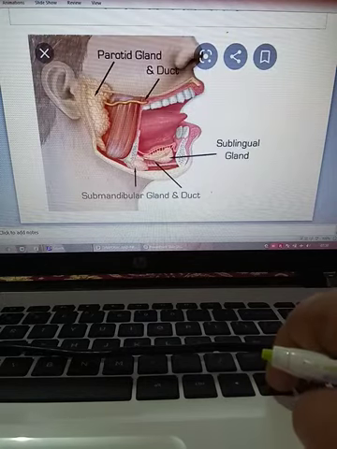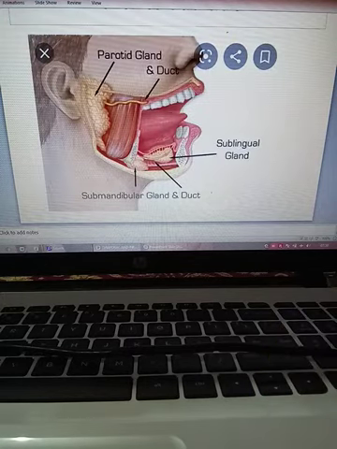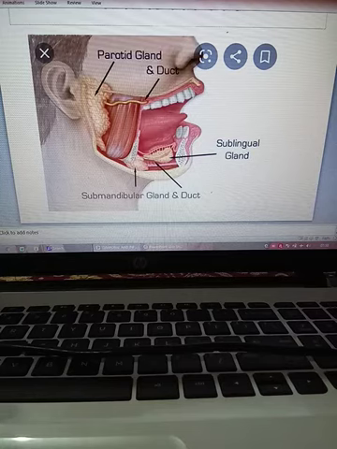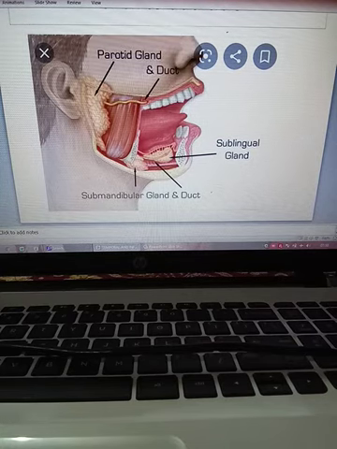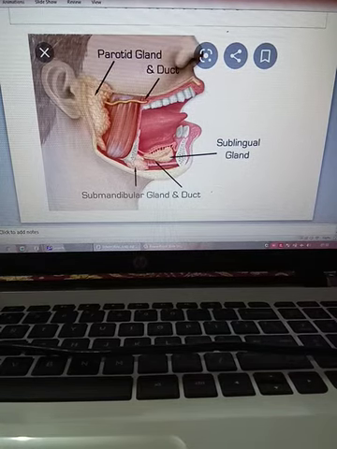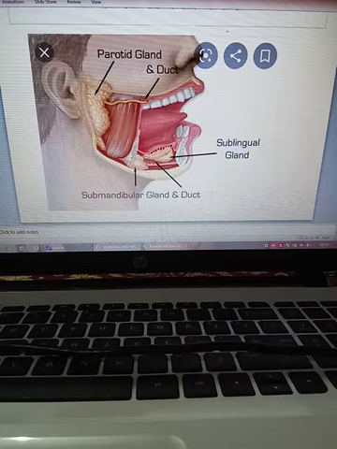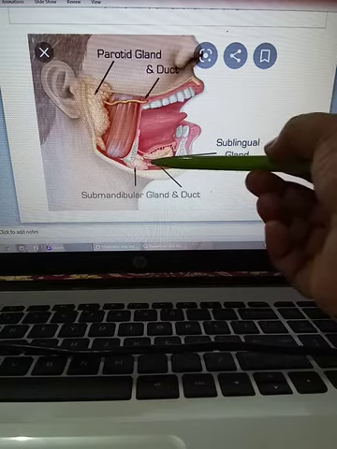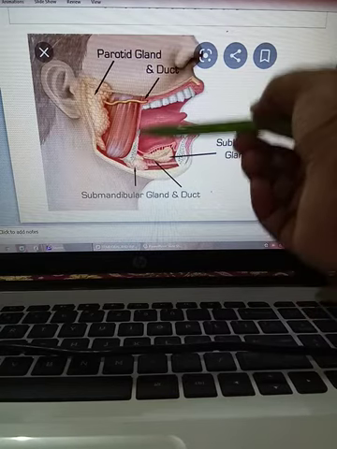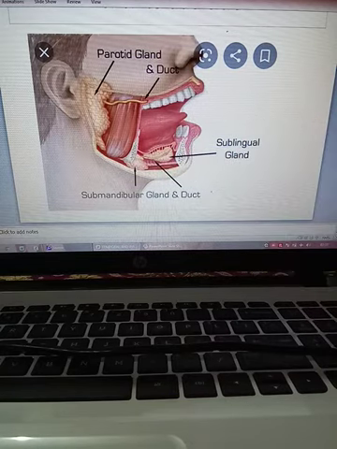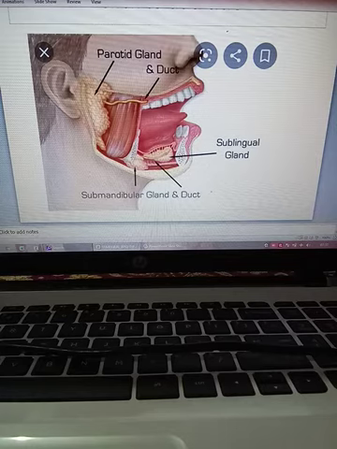Then comes your submandibular gland. You have three main glands: the parotid gland, the submandibular gland, and the sublingual gland. Talking about the submandibular gland, this is your submandibular gland. It is about the size of a walnut. It is present in the anterior part of the digastric triangle.